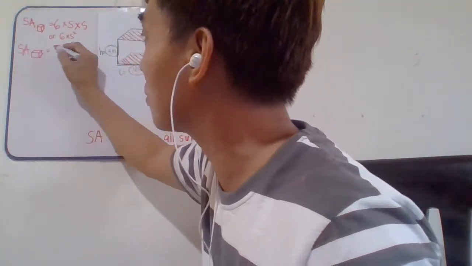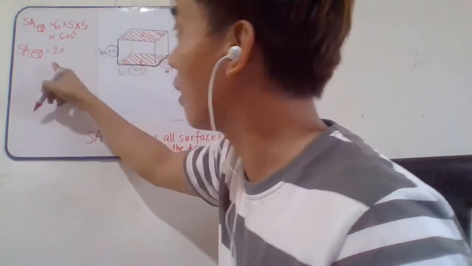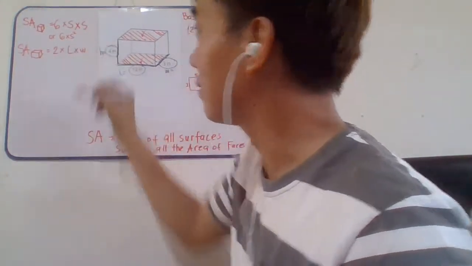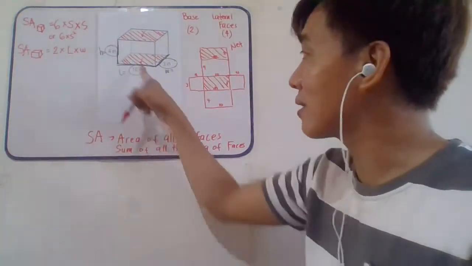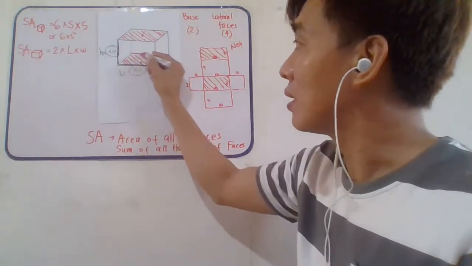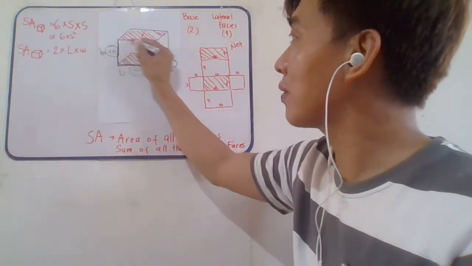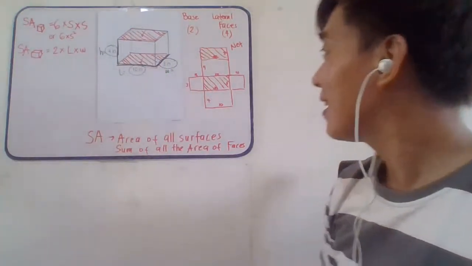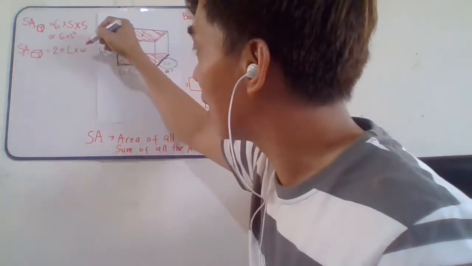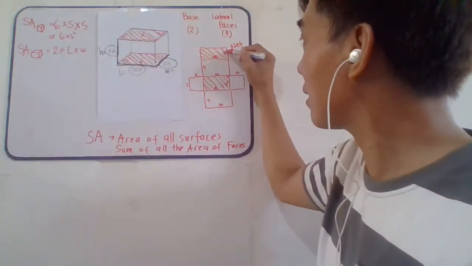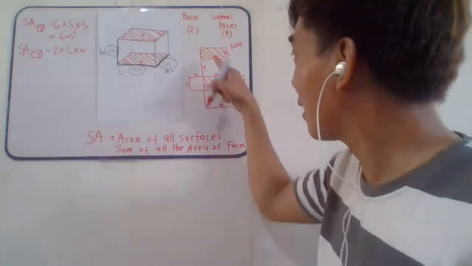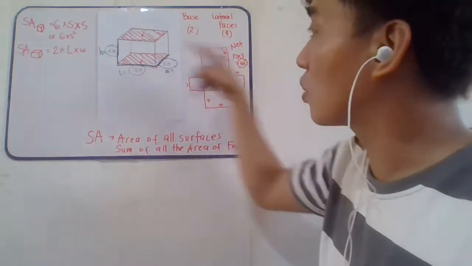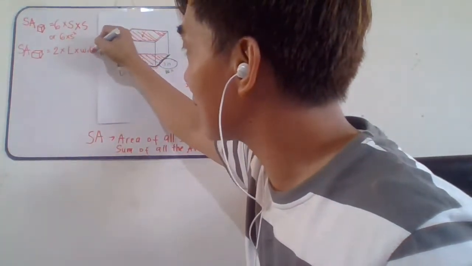Rectangular prism, that is equal to 2 length times width. Okay? This is length times width. This is 1. And of course, length times width, this is another one. So we do have 2 here, length times width. Okay? So that will give us length times width, that is 10 times 3, that's 30. Then there are 2 of that, so that will give us 60.